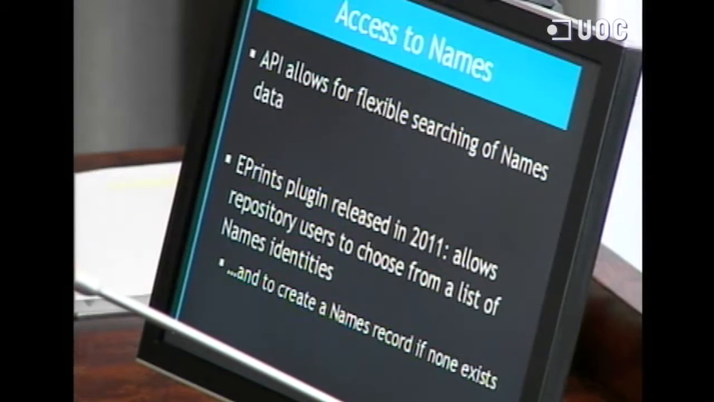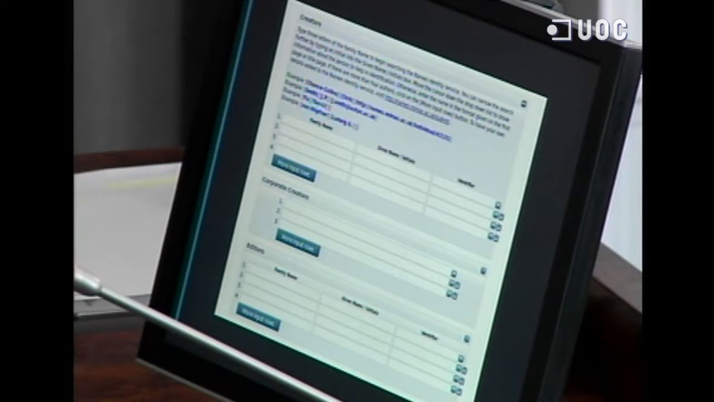And as far as access goes, there's an API to the data which is openly available and allows for flexible searching of the names data. And we created last year a plugin for the ePrints repository software, which means that as you start to type a name into the author field of the repository, it automatically populates with a list. So here's the form that people are filling in with the name of the researcher.